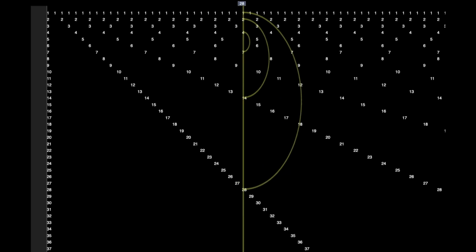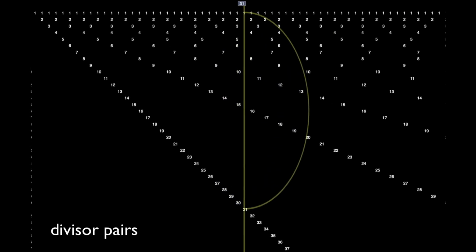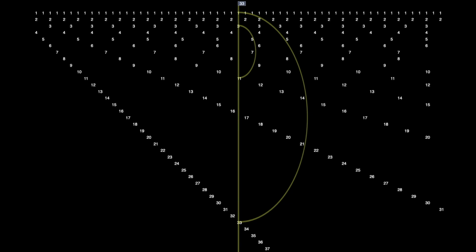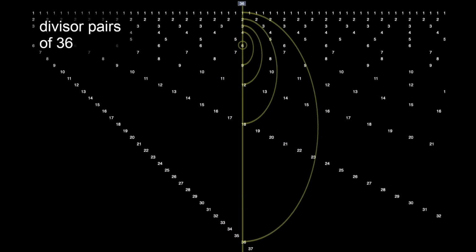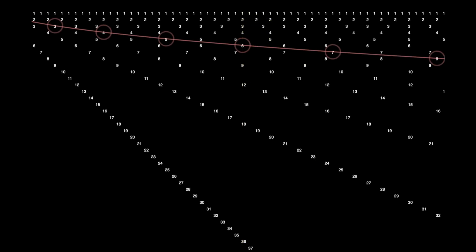All divisors come in pairs, as shown in this scrolling view. Let's look at the divisor pairs of 36. They are 1 and 36, 2 and 18, 3 and 12, 4 and 9, and 6 and 6, because 36 is a perfect square. Let's draw a curve that connects all the square roots of the perfect squares.